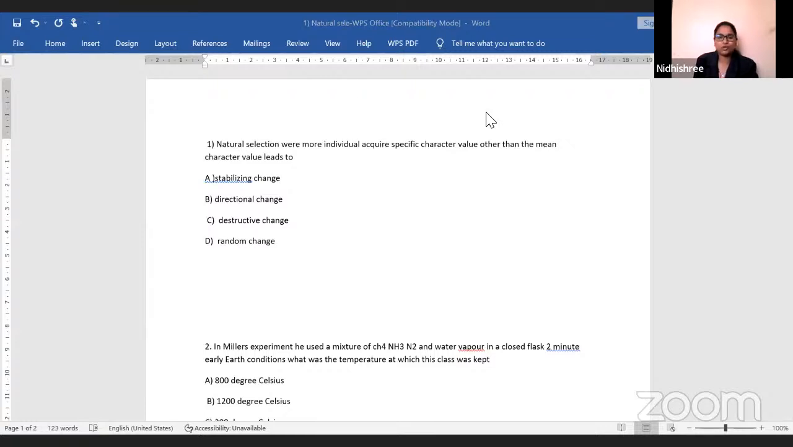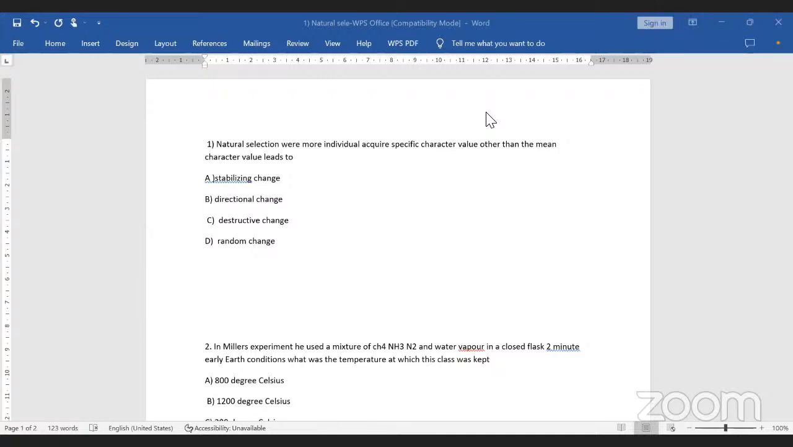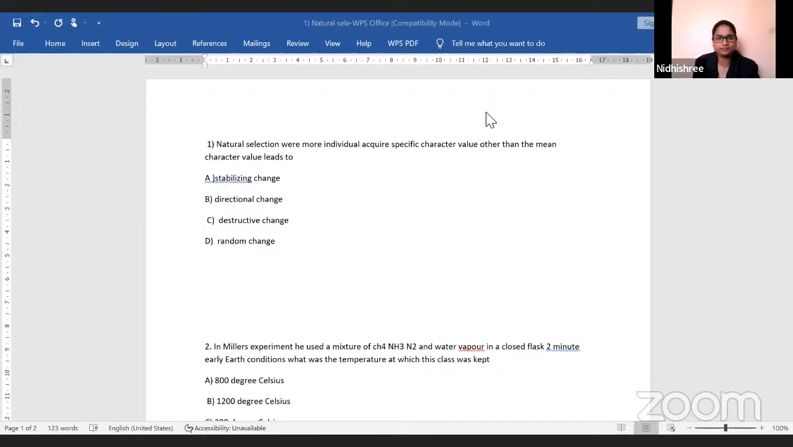Okay, so first question goes like this, guys. Natural selection where more individuals acquire specific character value other than the mean character value leads to: A, stabilizing change, B, directional change, C, disruptive change, D, random change. 5, 4, 3, 2, 1. The first message I got is from Kumar. Kumar, what you messaged? I saw your name, but I couldn't see your option. Can you tell me through mic? Option B, ma'am. Okay. Option B, directional change is the right answer.